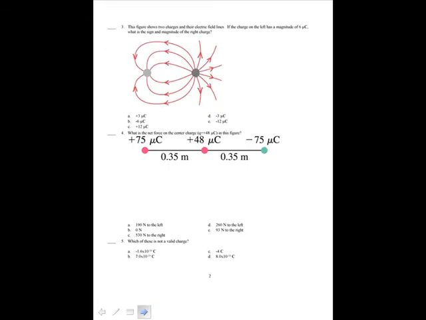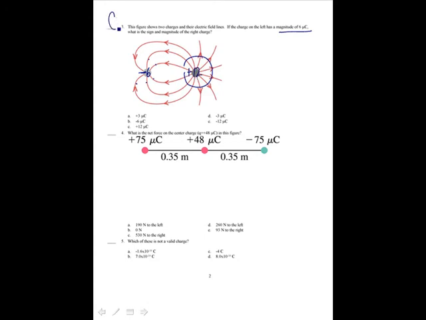Alright, this figure shows two charges and their electric field lines. The charge on the left has a magnitude of 6 microcoulombs, so it's plus or minus 6. Since the field lines are ending in this charge, we know it has to be negative 6. And so the other charge has to be positive. We count the number of lines, 1, 2, 3, 4, 5, 6 lines over here. There are 12 lines surrounding this charge, so it has twice the charge, so this is plus 12, that's C.